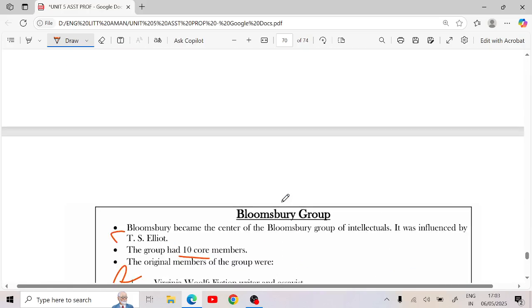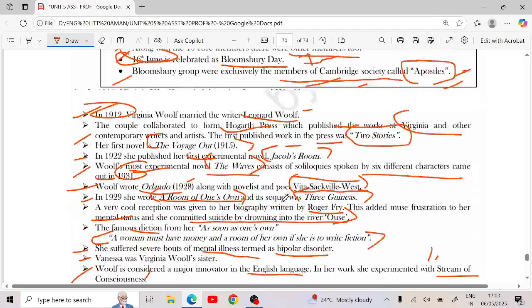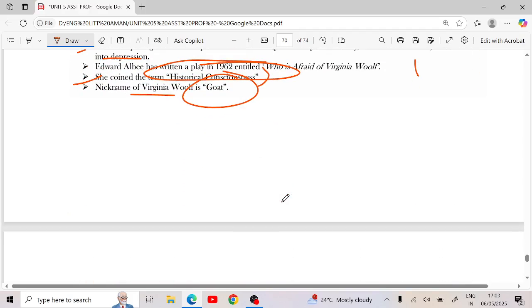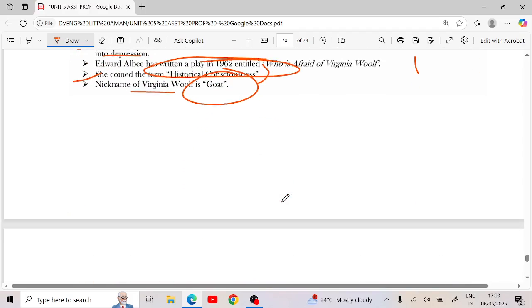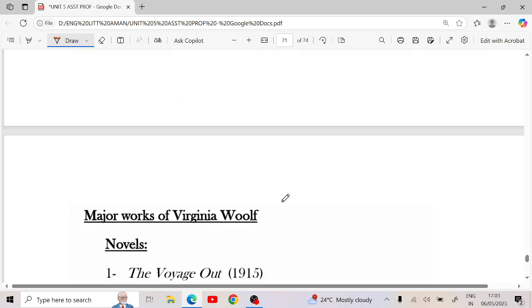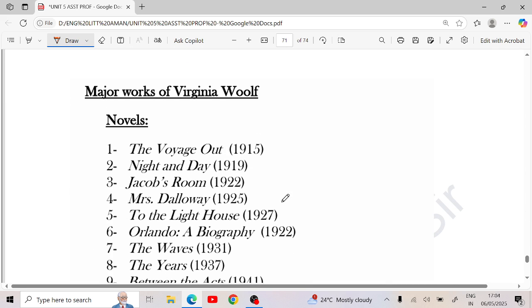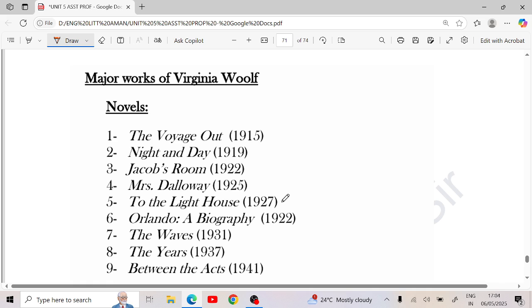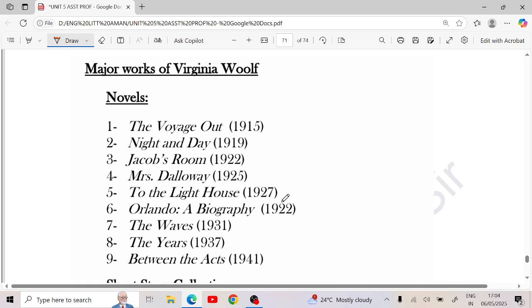All right, so I guess you are clear with everything. I have explained everything in great detail, in very little time. People take so much time to explain this writer, but if you have covered all these points, be sure that you are definitely going to attempt the answer successfully. Now let's see some major works of Virginia Woolf. I have mentioned all the major works with dates of publication.